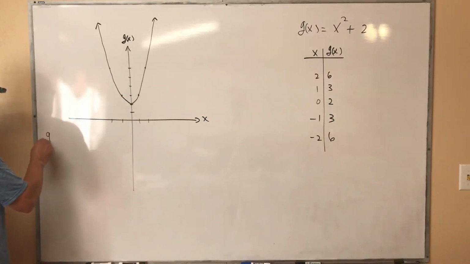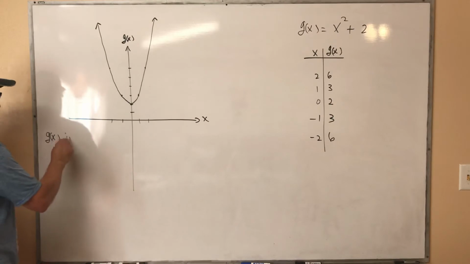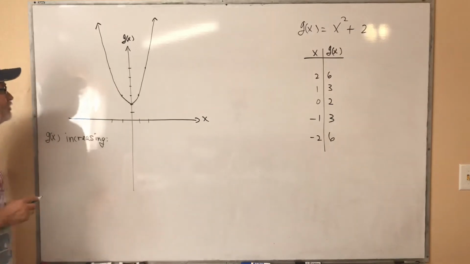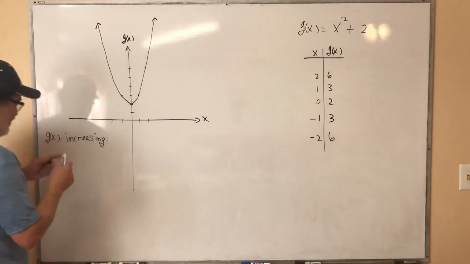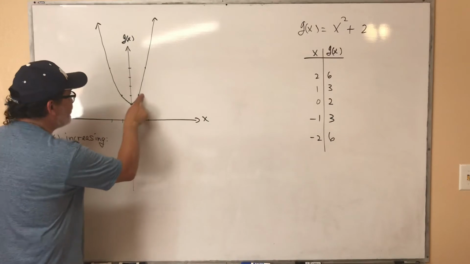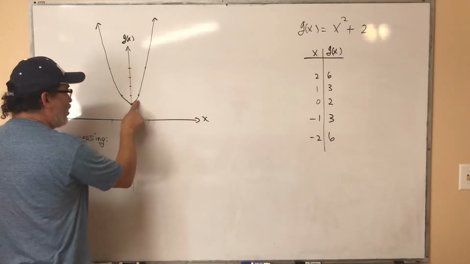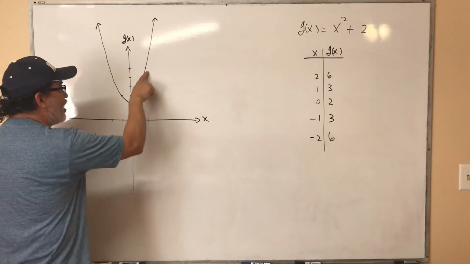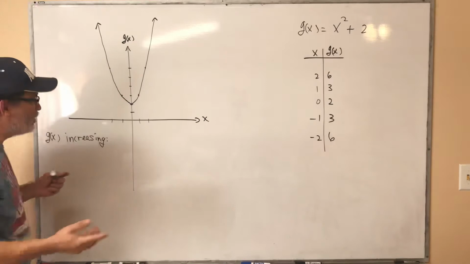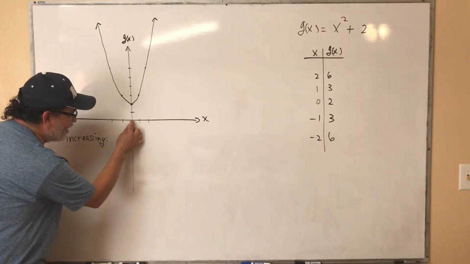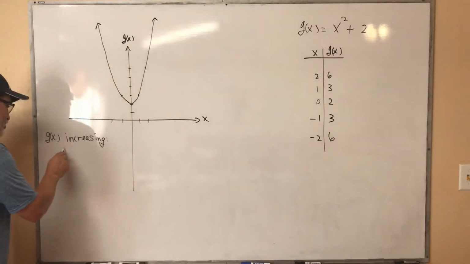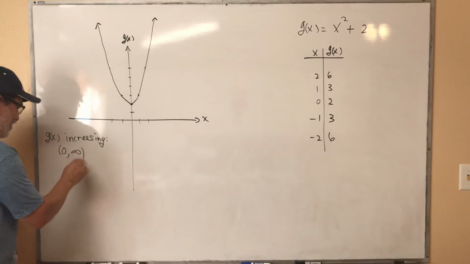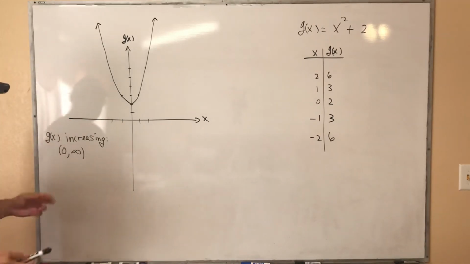G of x, increasing. Where? Well, increasing right there. You're walking that way. Always walk that way, okay? Increasing right there. But we want the x values. The x values. It increases from 0 up to infinity. Okay?